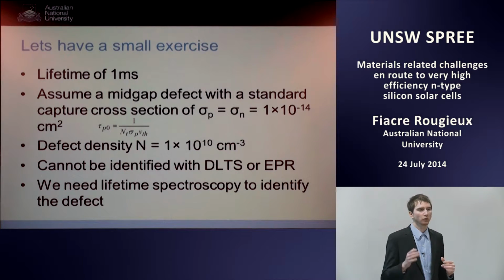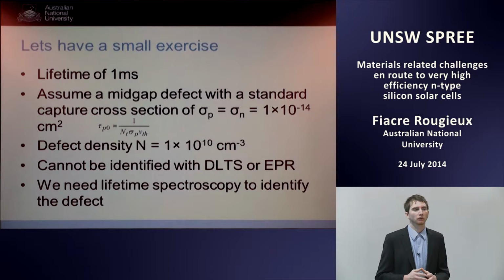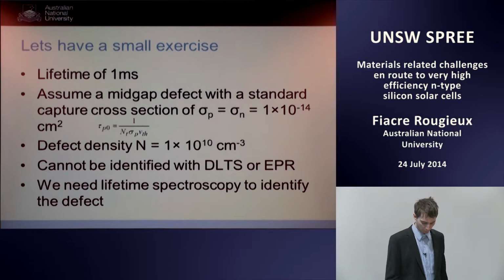It's usually 5 orders of magnitude below the doping, and for a typical 1E15 doping, that's 1E10. So really we're sitting at the limit of standard techniques. This means we're going to need to use lifetime spectroscopy to identify the defect, or PL imaging, or other techniques that we use in the PV industry. And so that's quite interesting.